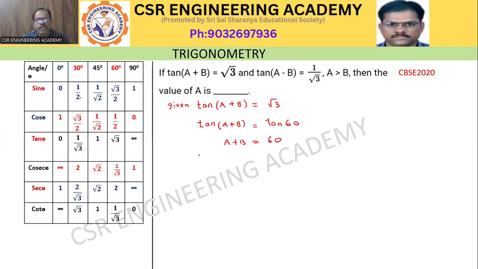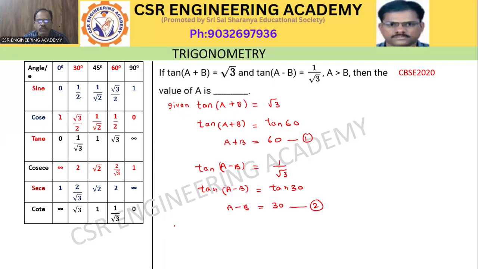Tan gets cancelled. Equation 1. Tan(A minus B) is equal to 1 by root 3. Here tan 30 degrees is equal to 1 by root 3. Tan(A minus B) is equal to tan 30 degrees. A minus B is equal to 30.